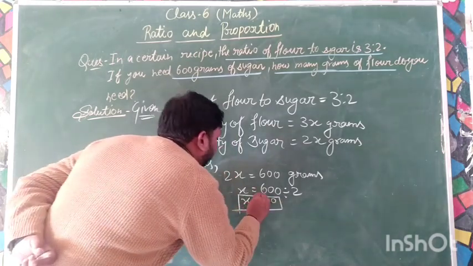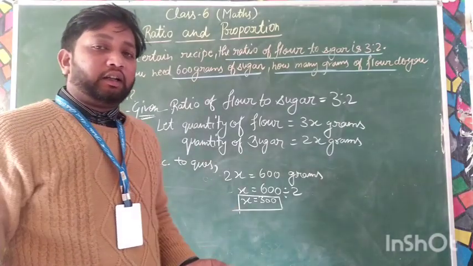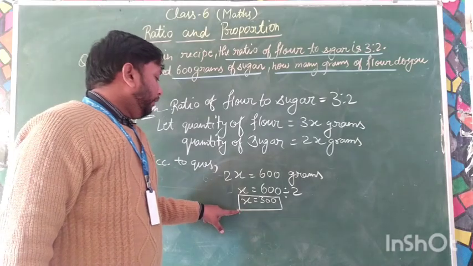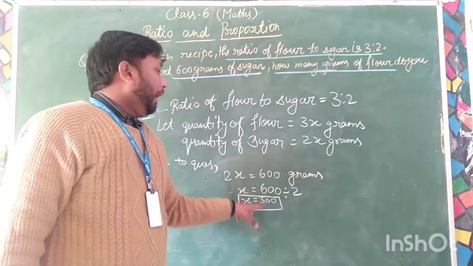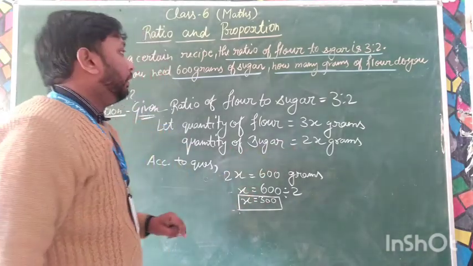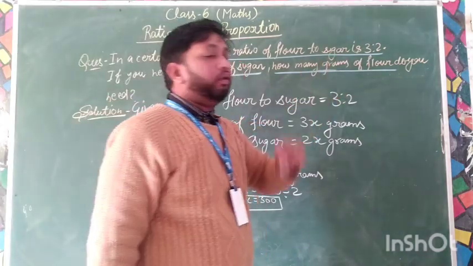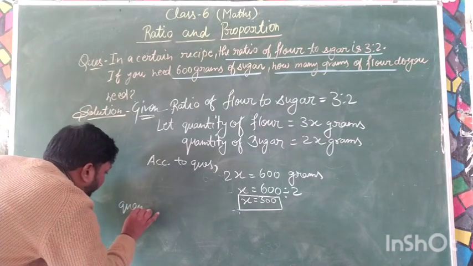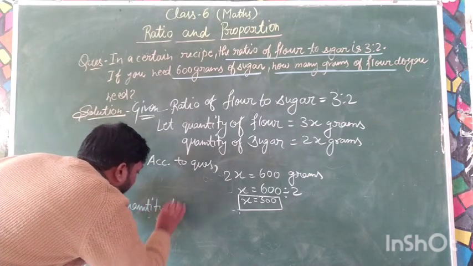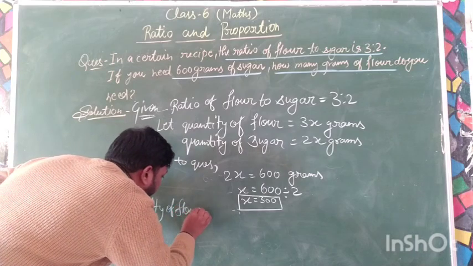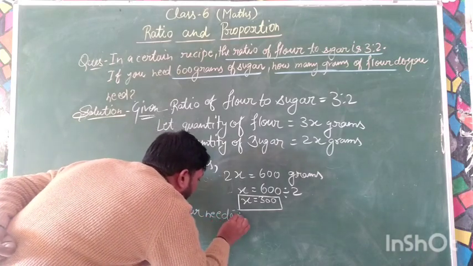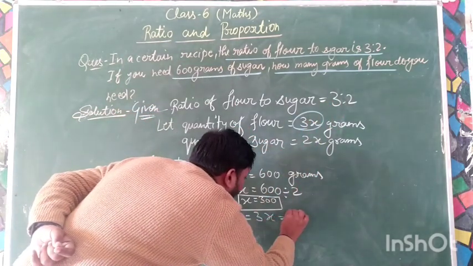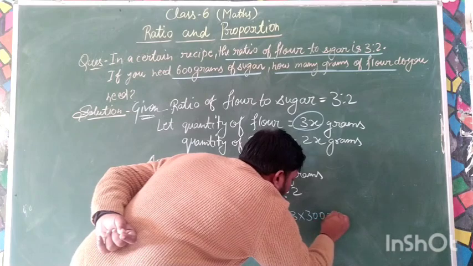This is not the quantity of sugar. This is not the quantity of flour. This is the value of x. Now moving on, we have the value of x equal to 300 and the quantity of sugar is 2x. We need to find how many grams of flour we need. So here we write the quantity of flour needed is equal to how much? 3x. So here we write 3x, but we have the value of x equal to 300.